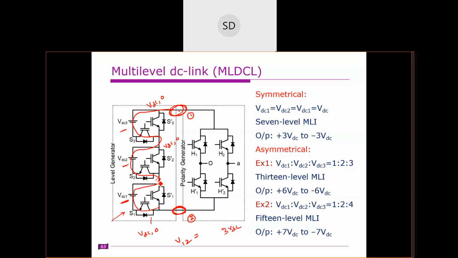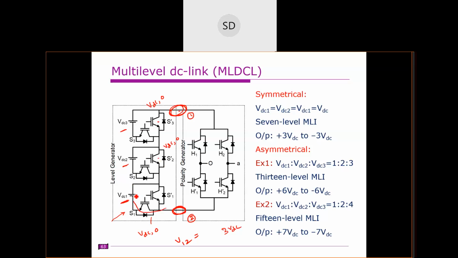If you want only, sorry, two VDC, which switches can we turn on? If you want two VDC, that means one DC source needs to be bypassed. When you turn on this switch, or this switch, or this switch, the corresponding source will be bypassed. If you turn on S1 dash, VDC1 will be bypassed. Similarly, if you turn on S2 dash, VDC2 will be bypassed.